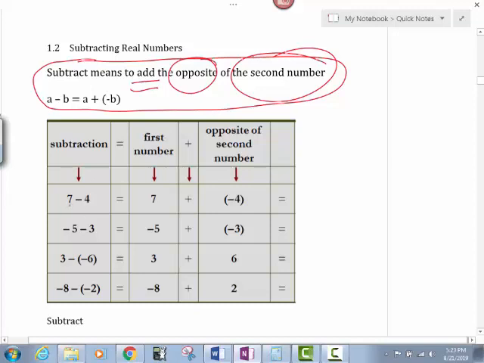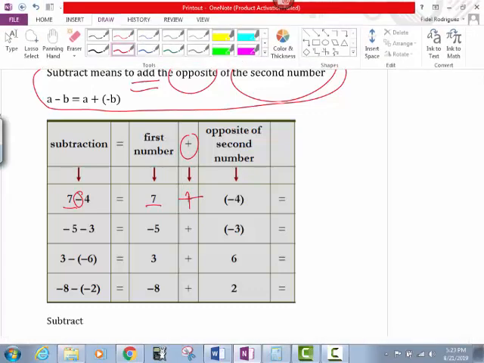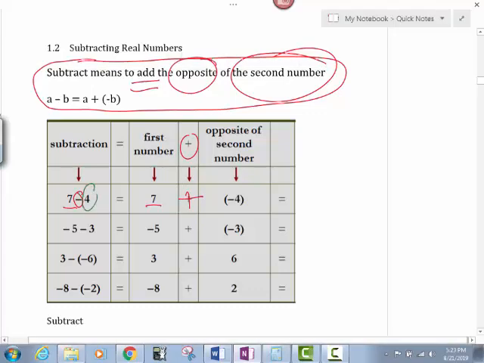So I want to go through each of these problems here. The first number is 7. We have 7 minus 4. The first number is never going to change. If you notice, that's a 7, that's a 7. What we're going to do now is change that subtraction sign to an addition sign. This is why we have a plus right here. We are now going to take the opposite of this number. Now notice the number that I circled is the number 4. Well, the opposite of a positive 4 is a negative 4.